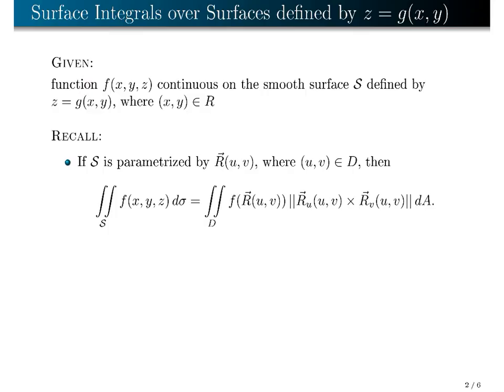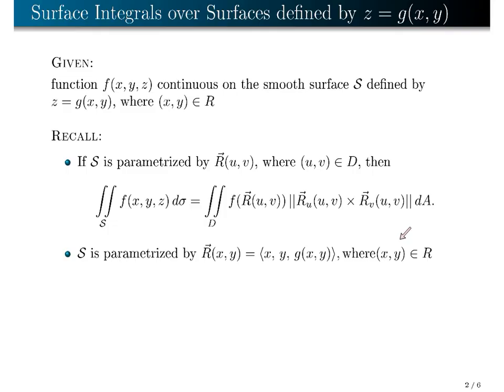In our case, a straightforward parameterization of surface S given by z equals g of x, y is obtained by taking the parameters to be x and y. That is, we get a parameterization r of x, y of surface S with components x, y, and z, which is now g of x, y, where (x, y) is in the region R. Now, what happens to this formula if we use this parameterization of surface S?